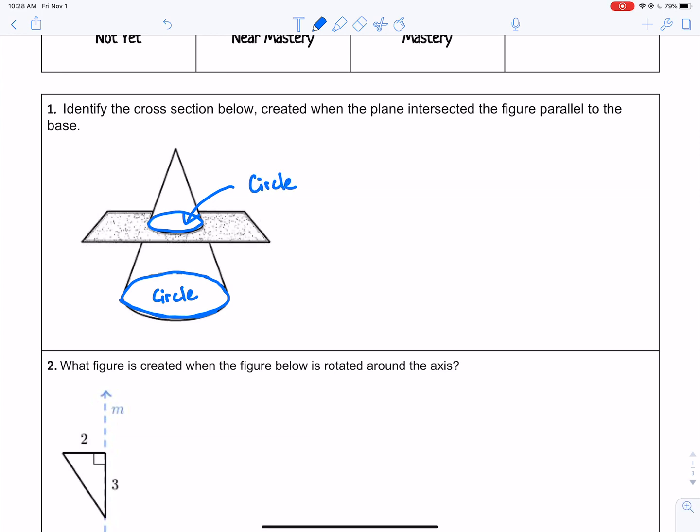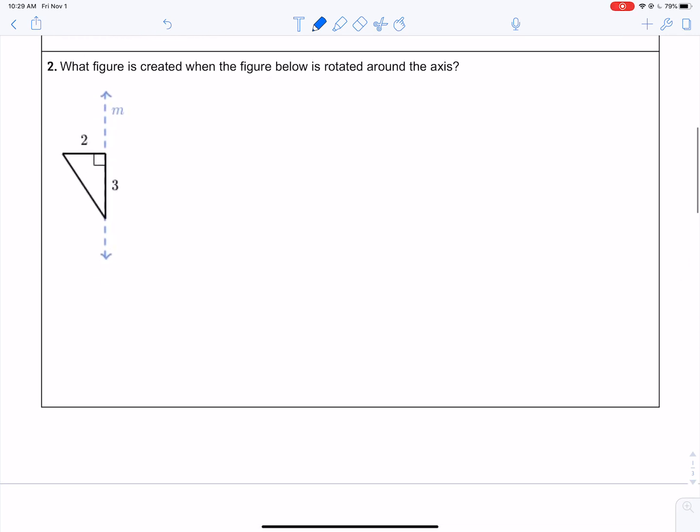So a good thing to do to study cross-sections is to look over that page of homework and just check out some more examples of what's created when you cut a 3D figure. So a cross-section is looking at the 2D surface that's created when you slice a 3D figure either parallel to the base, perpendicular to the base, or usually we look at some that are slanted. But look over your homework on that topic to see a few more examples. Let's go ahead to number 2.